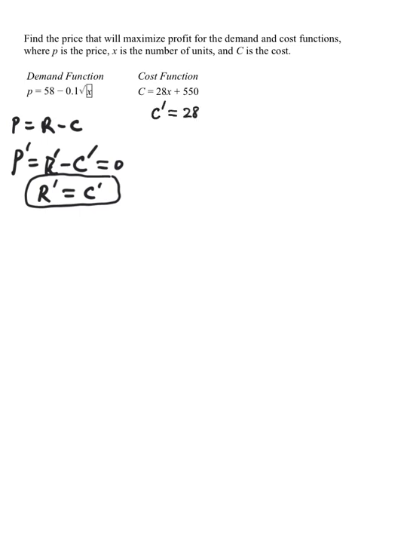C prime is just 28. R prime, we got to be clever. We don't have a revenue function, but we have a demand function, and that means we can create one.